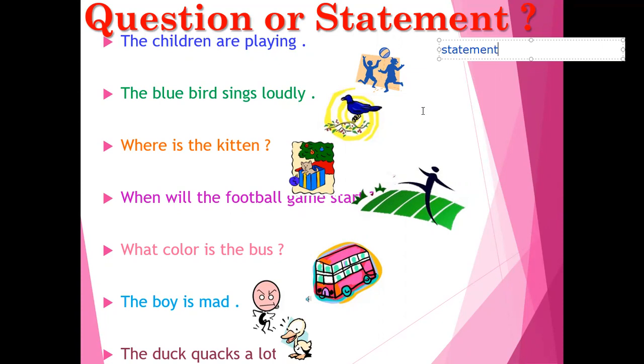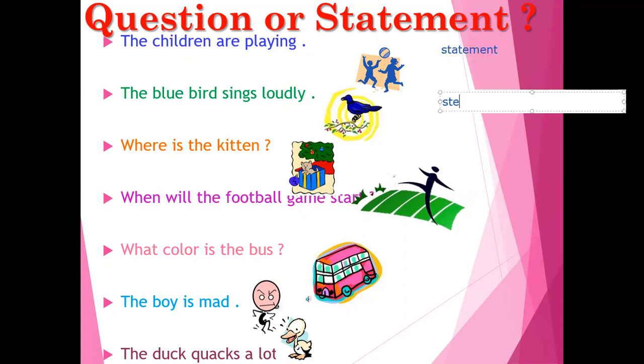What about the second sentence? The bluebird sings loudly. It tells us something. It tells us that the bluebird sings loudly. So this is a statement or declarative sentence.